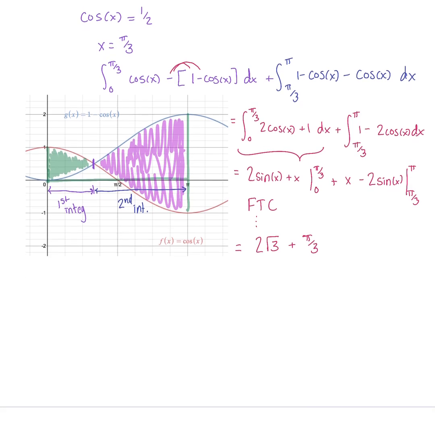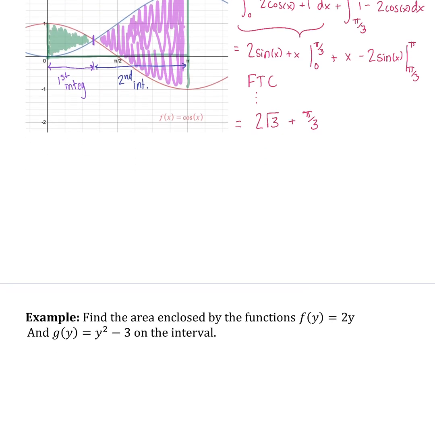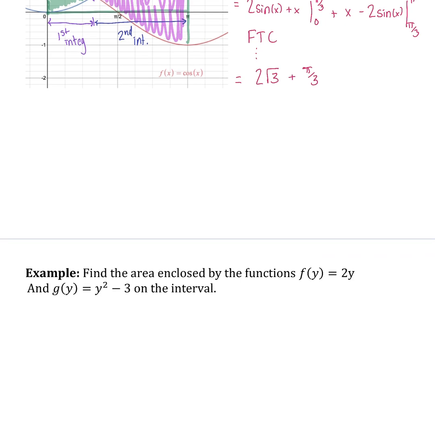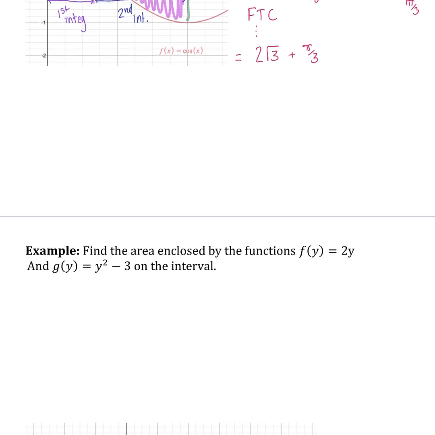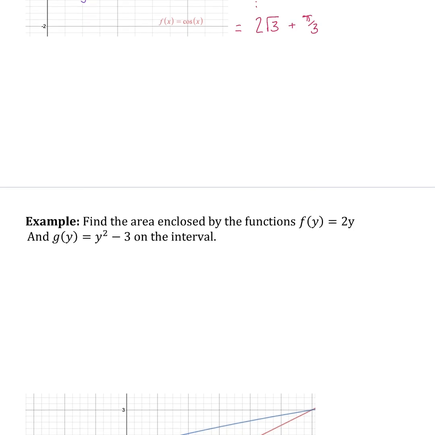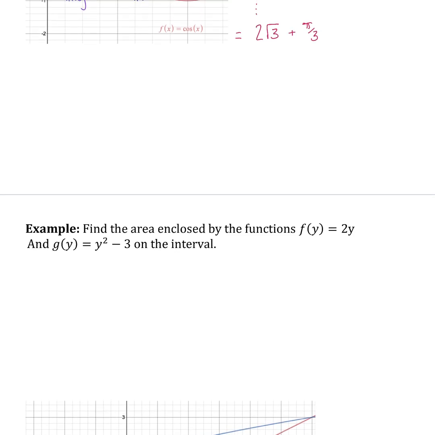All right, so let's take another look at another kind of function that we could have. Ooh, this is interesting. We haven't seen things like this before. Find the area enclosed by the functions f of y equals 2y and g of y equals y squared minus 3. Oh, and I don't say on the interval. I left that in there, and I don't think we need that because we're going to find the interval. So it's going to be the area enclosed by those two functions.